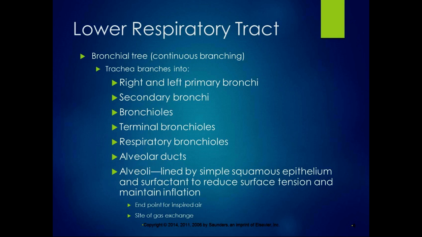The bronchial tree continuously branches into smaller and smaller branches, ending up in the alveoli, which are lined by little single-cell epithelium and some surfactant, which is the stuff that keeps the inside of the alveoli from sticking together to reduce the surface tension and maintain that inflation. That's our endpoint for inspired air and the site of gas exchange. So pretty important. You can think of the surfactant as being, you know, like when you're at the grocery store and you get the plastic bag and you can't get it open because the sides are stuck together. Well, the surfactant helps prevent the sides from sticking together.